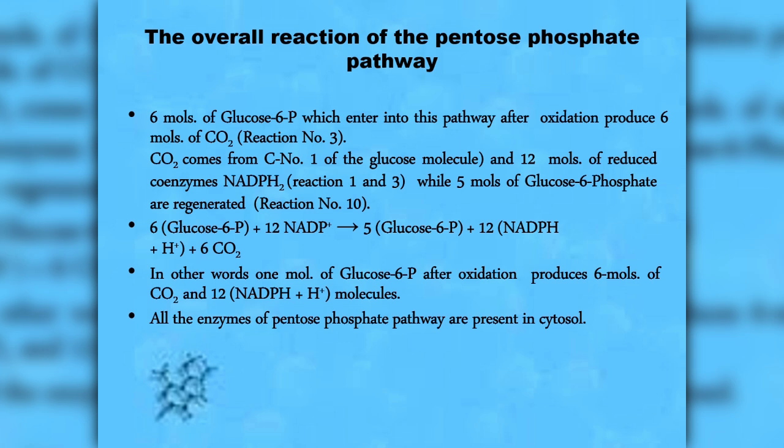6 molecules of glucose 6-phosphate plus 12 molecules of NADP+ will give 5 molecules of glucose 6-phosphate plus 12 NADPH plus H+ along with 6 carbon dioxide. In other words, 1 molecule of glucose 6-phosphate after oxidation produces 6 molecules of carbon dioxide and 12 molecules of NADPH and H+. All the enzymes of the pentose phosphate pathway are present in the cytosol.